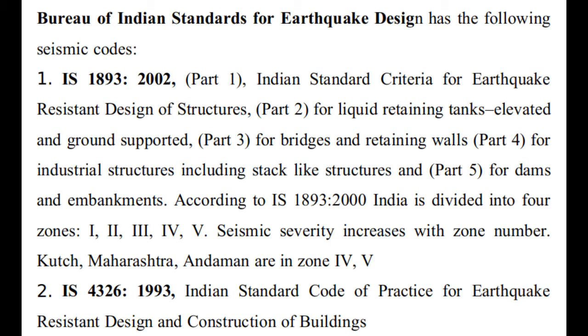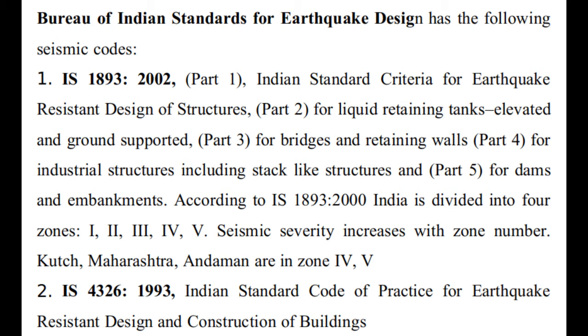Now here I just want to specify one more important point: according to this IS code 1893-2002, India is divided into 5 zones, that is 1, 2, 3, 4, 5. Now seismic severity increases with the zone number. That means zone 4 and zone 5 have the highest seismic severity. For example, Kutch, Maharashtra and Andaman fall under zone 4 and zone 5.